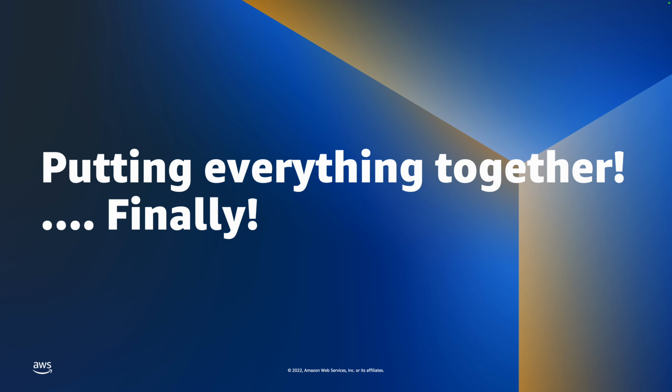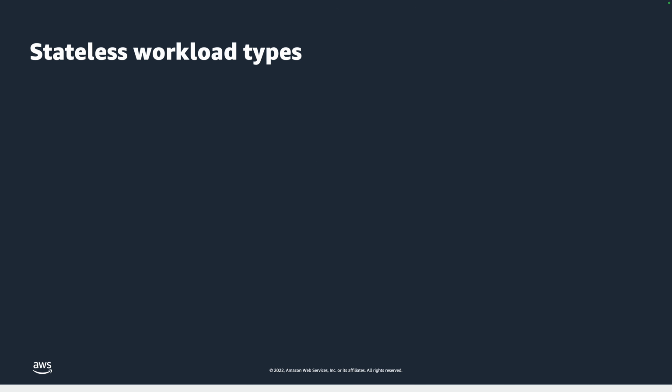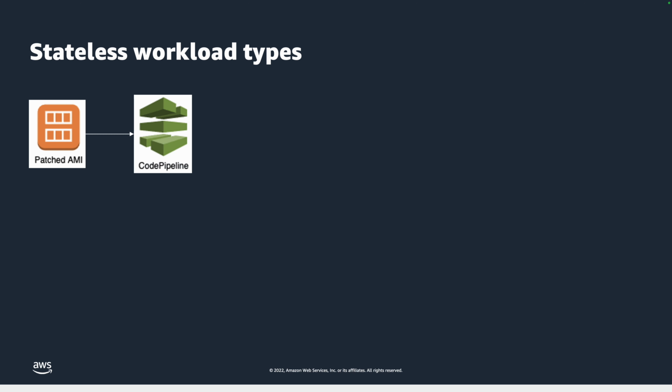Now, let's put everything together and see how that works. And then I will talk to you about stateful workloads, which we have to do a couple of things different in order to achieve that. So for stateless workloads, let's assume first what we have. So we have a patched application or patched AMI. We have a way to trigger a deployment.